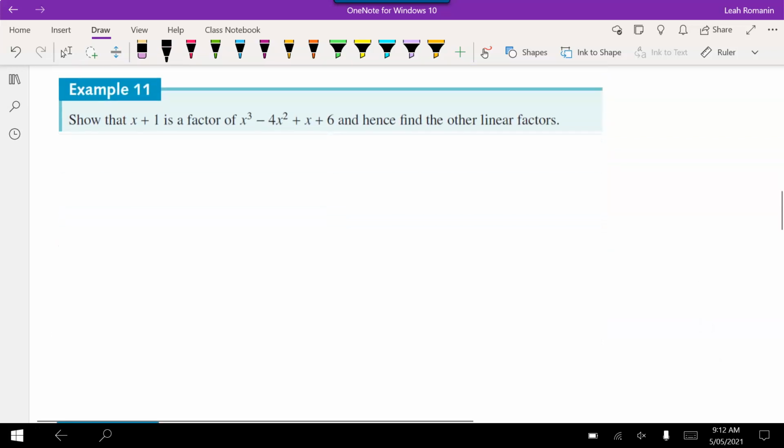Okay, so looking at our next example, we need to show that x plus 1 is a factor of this particular polynomial. Okay, how we're going to show that? So our beta is equal to 1. I'm always starting with beta and alpha when I'm doing this. And my alpha is equal to negative 1.